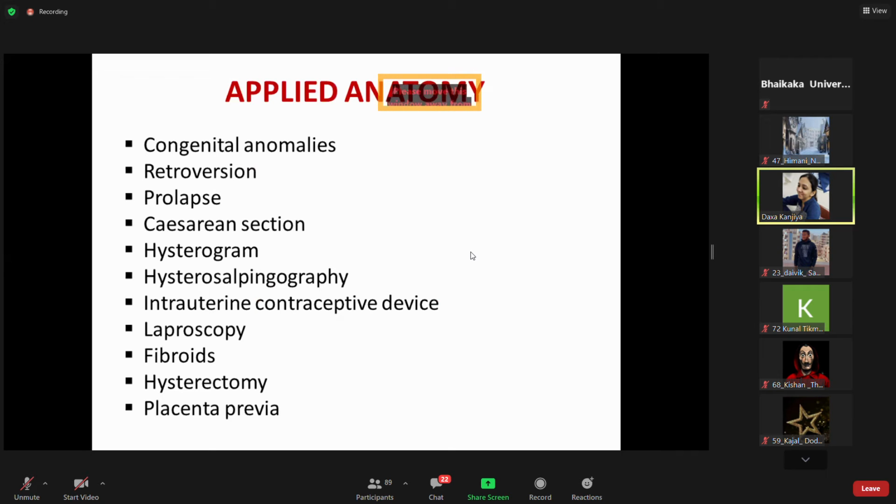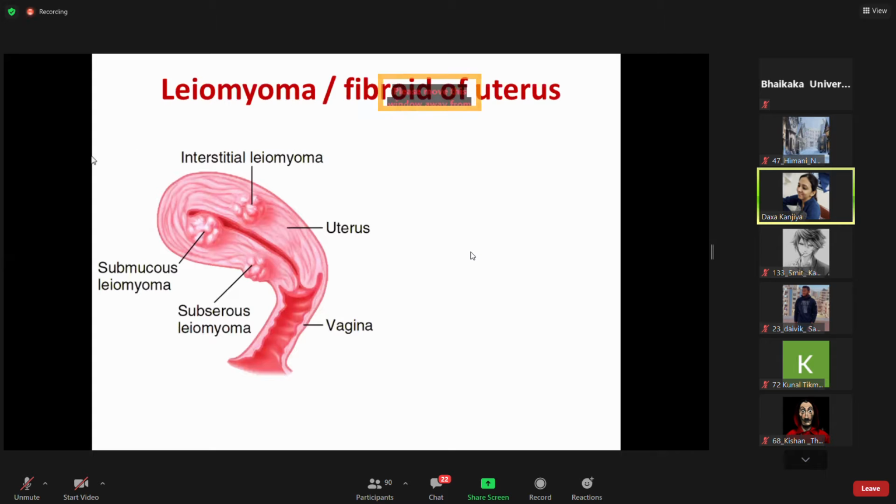Now there is a list of applied aspects which are given in your textbook. These are in the form of congenital anomalies, retroversion, retroflexion of the uterus, prolapse of the uterus, cesarean section, hysterosalpingography, intrauterine contraceptive device, which is used for family control or family planning, fibroid of the uterus, hysterectomy, and placenta previa. I may not go into detail of every condition, every clinical aspect. Let me show you the diagram of certain clinical aspects.